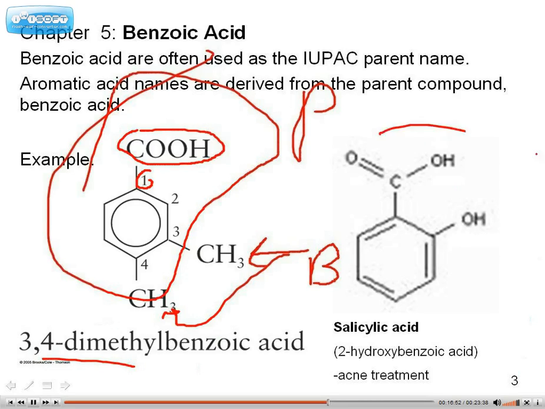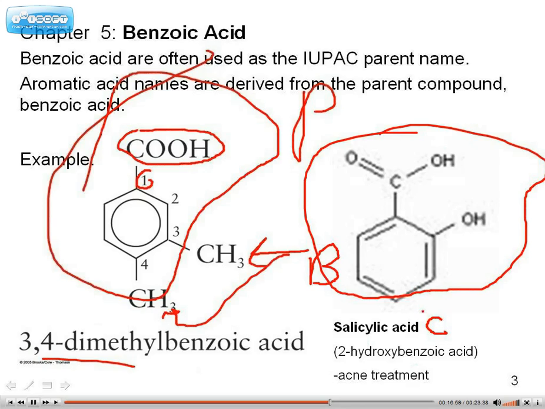Here we have on the right-hand side 2-hydroxybenzoic acid. The common name, C for common, is salicylic acid because it's from the salix tree. This is an acne treatment medication, and it's pretty cool. If we add an ethanol in what's called esterification, we can create what's called acetylsalicylic acid. So this is an important precursor for making aspirin.